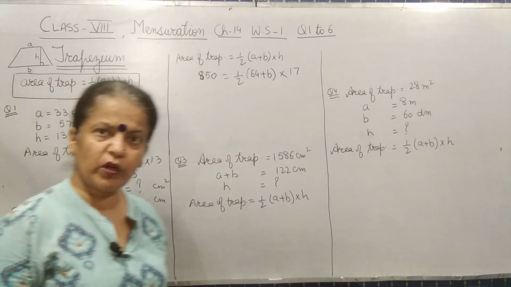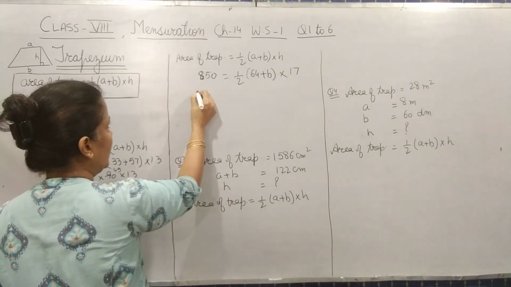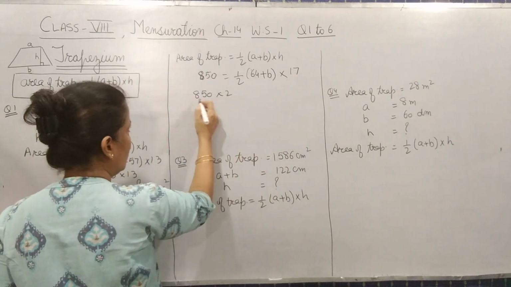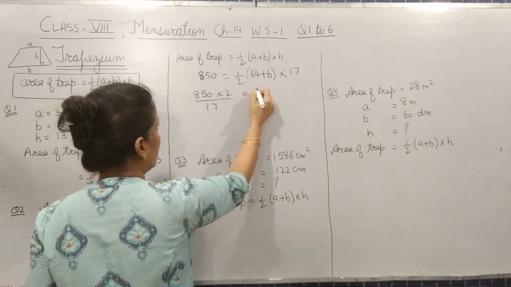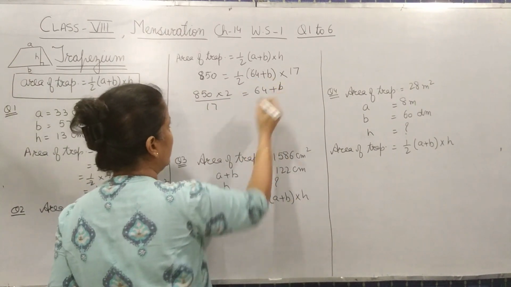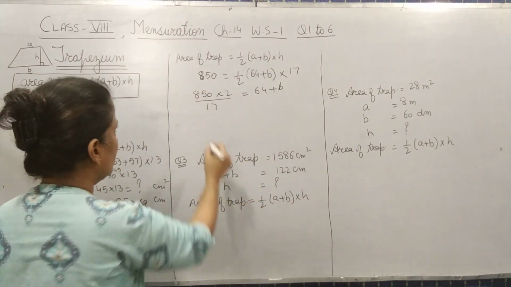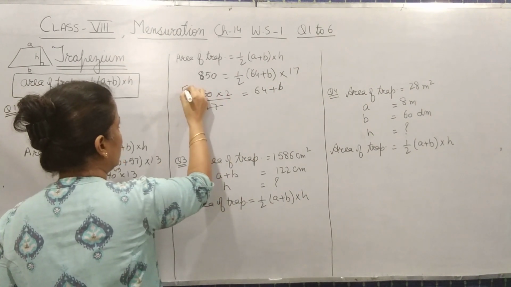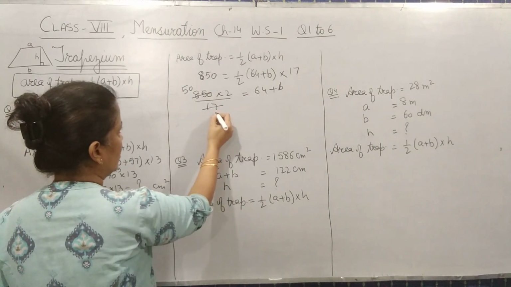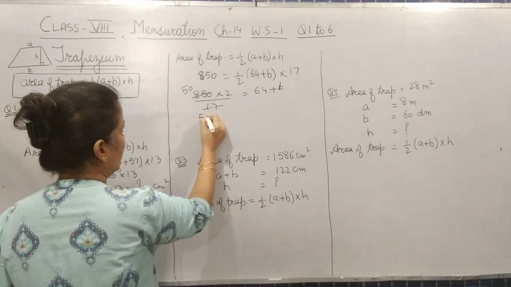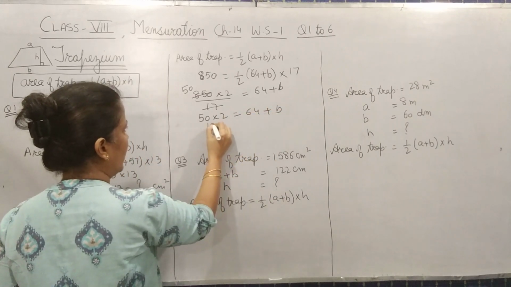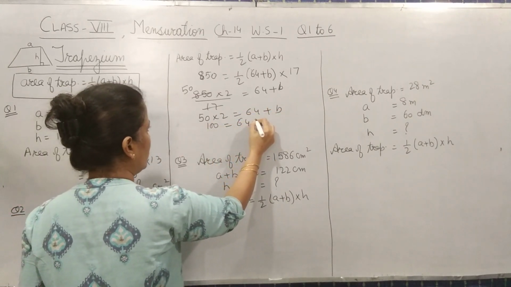Now how will you do it? Cross multiply. 850 multiply 2, and this 17 will go down, equals 64 plus B. Now what will you do? Cancel it. It goes with 50, and 50 multiplied 2 equals 64 plus B. So it will come as 100, 64 plus B.